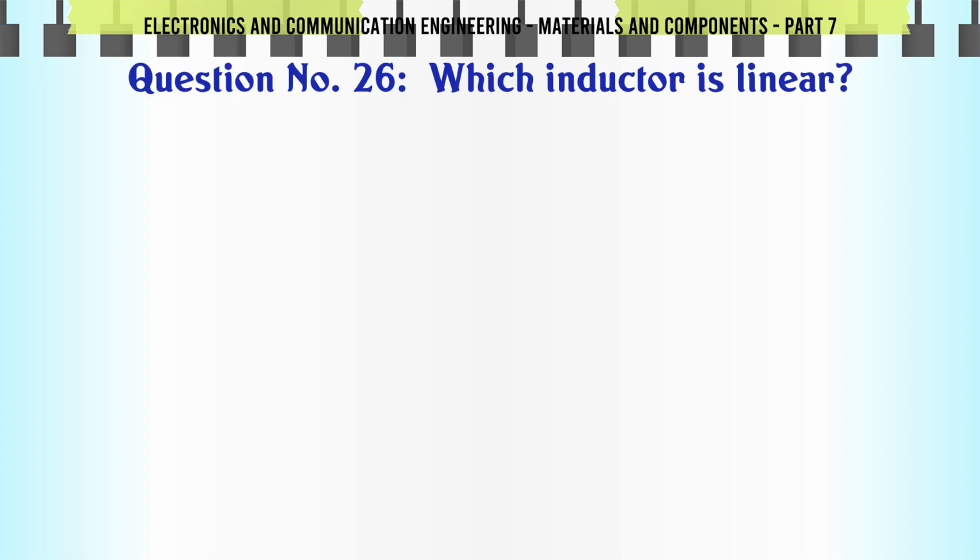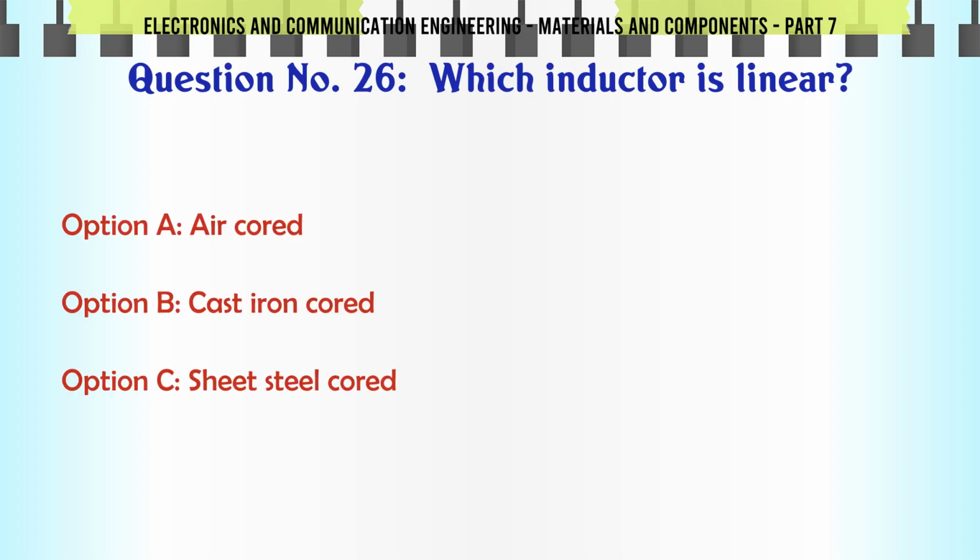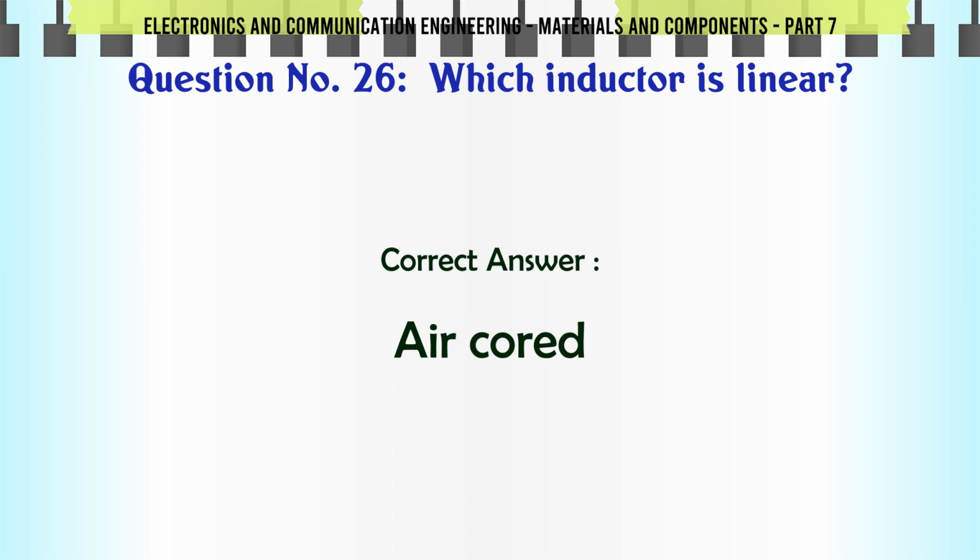Which inductor is linear? A. Air core, B. cast iron core, C. sheet steel core, D. iron alloy core. The correct answer is air core.